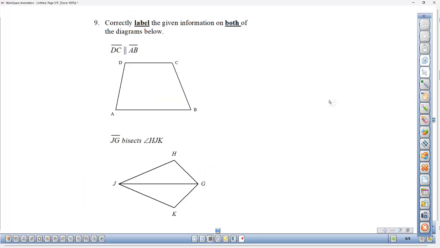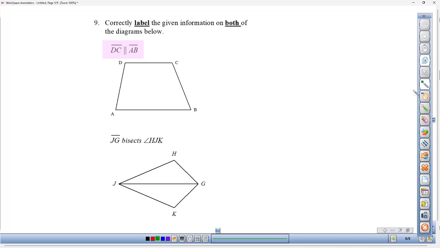All right, number 9 asks us to correctly label the given information on both of the diagrams below. So all we're doing is labeling. So do you see that? What does this say? That says segment DC. Do you see segment DC right here? And segment AB are, what's that symbol? Parallel.